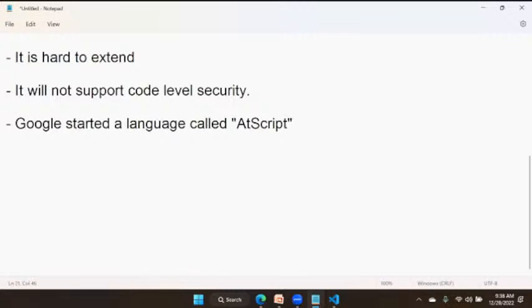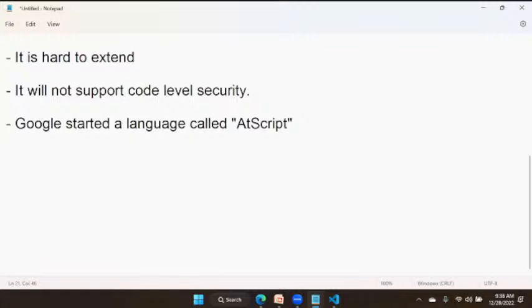Why did they start developing this EtScript? They started EtScript in order to overcome the problems of JavaScript. They thought that they would design EtScript and use it for Angular, so that Angular would not use JavaScript anymore. It would take help of EtScript.